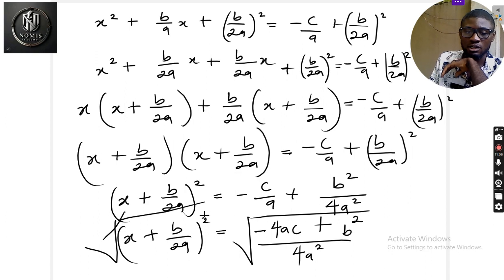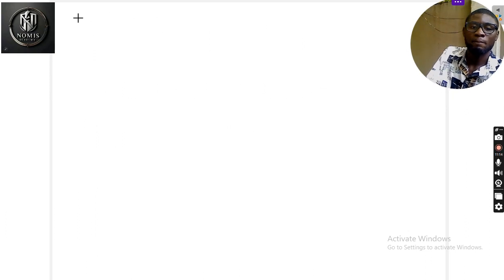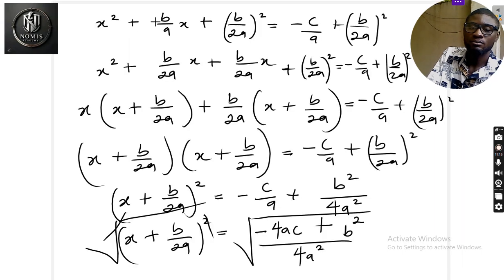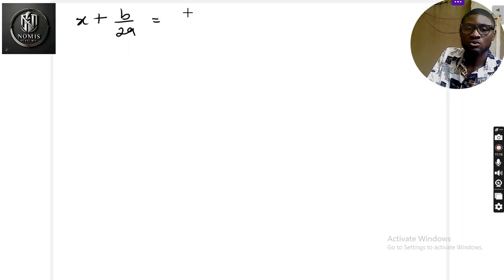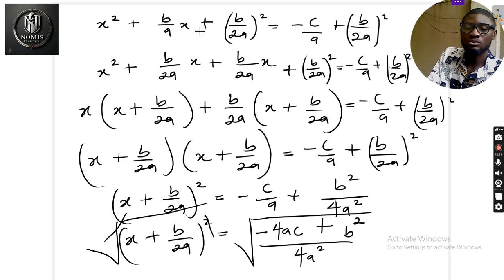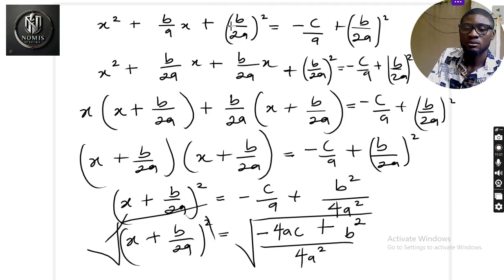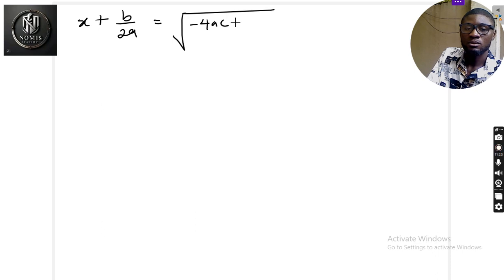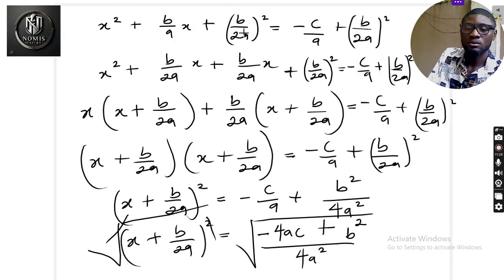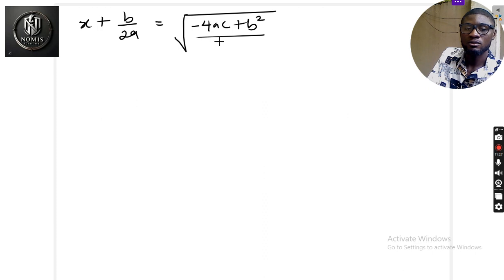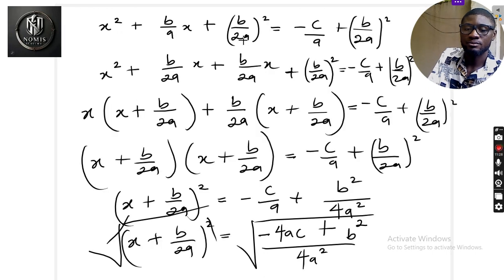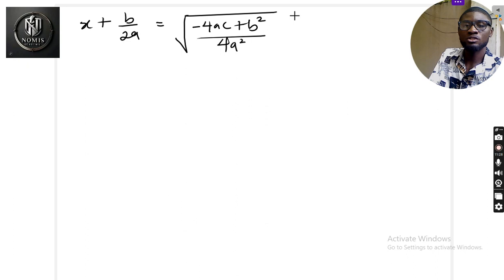So this square root cancels this square. We now have x plus b over 2a is equal to the square root of minus 4ac plus b squared all over 4a squared. So this is what we have left now.